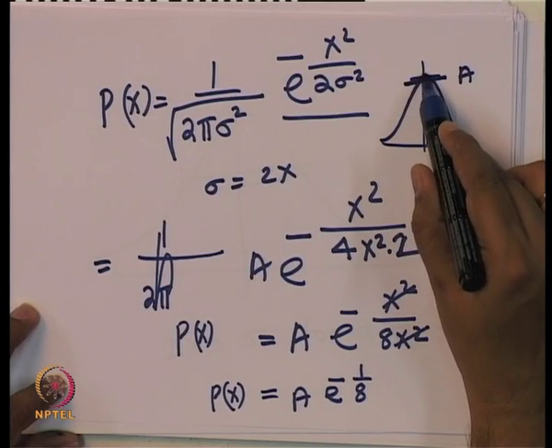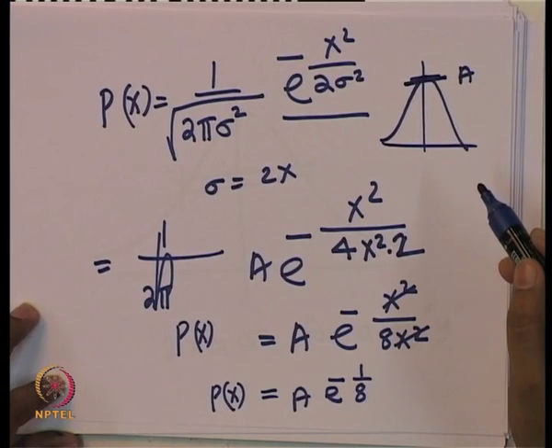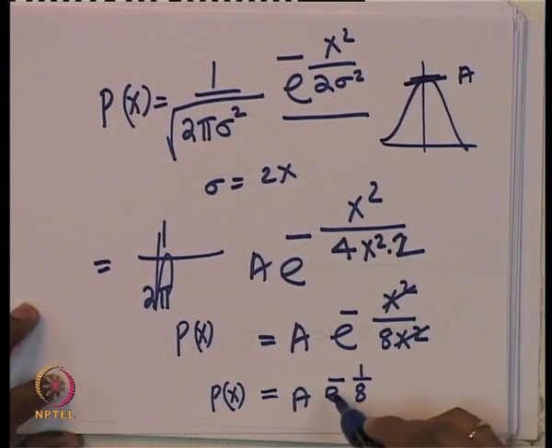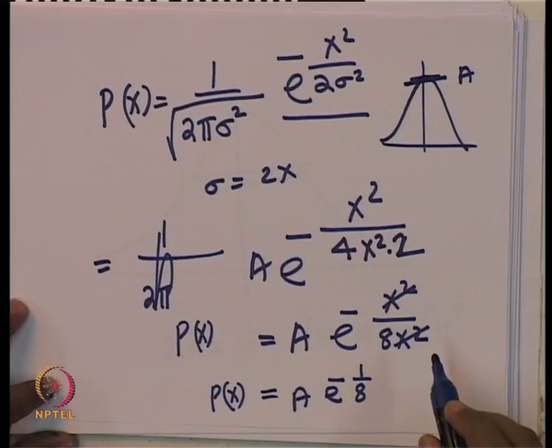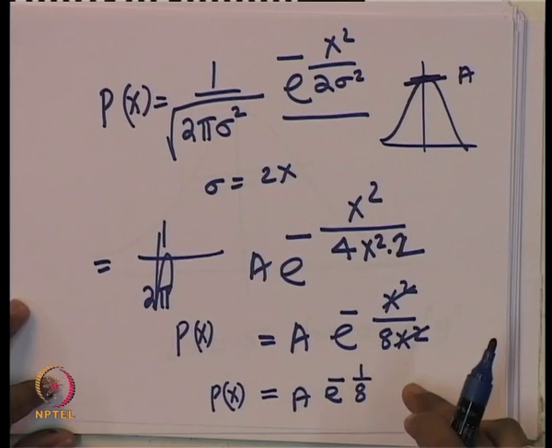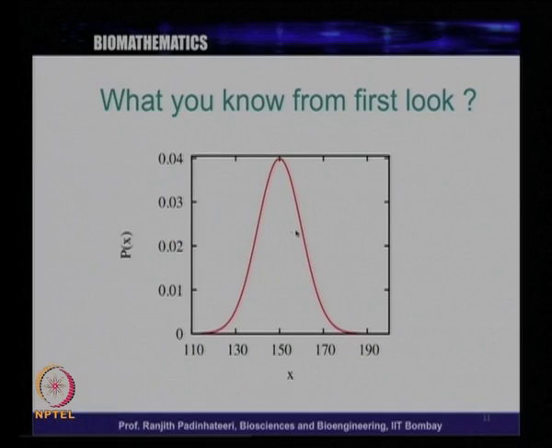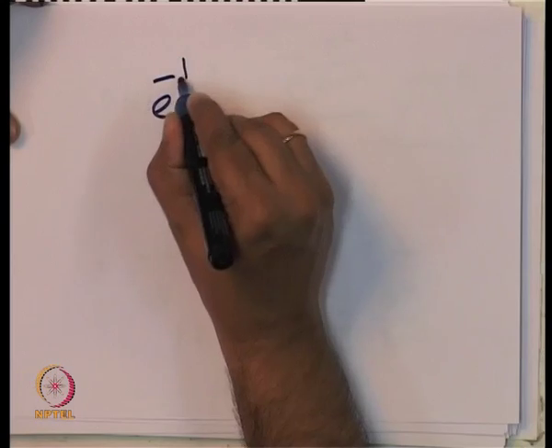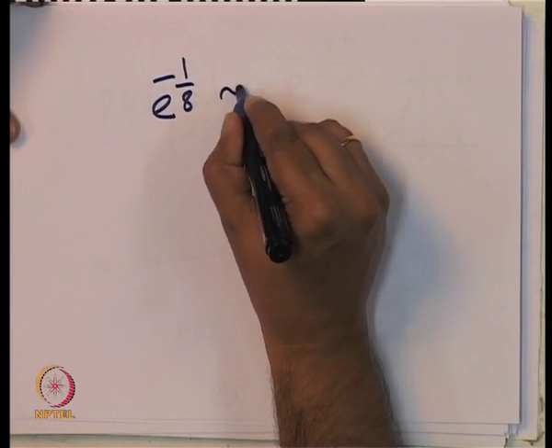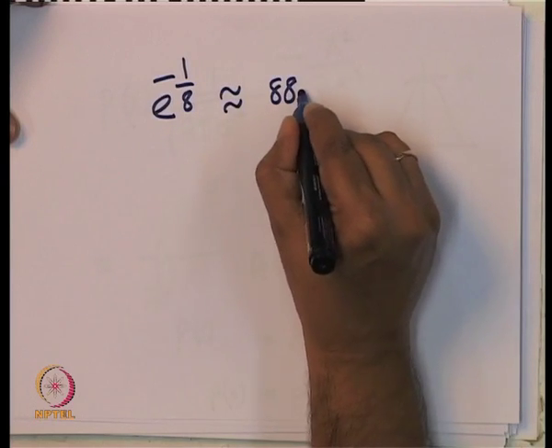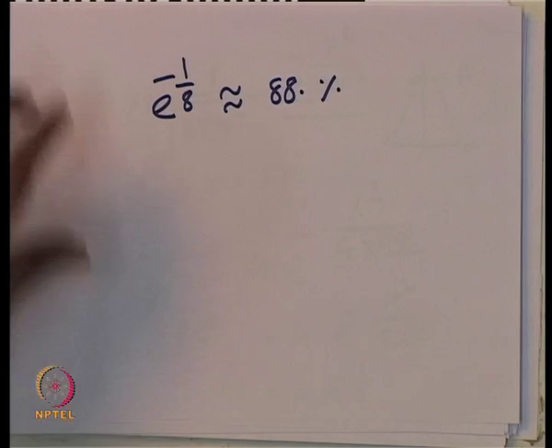When x is equal to 0, what is the value of y? That is a. So, if you multiply a with e power minus 1 by 8, that will be the y where sigma is 2x, if the width is equal to sigma. If you look at this distribution and multiply the peak with e power minus 1 by 8, what is e power minus 1 by 8? It turns out that e power minus 1 by 8 is approximately 88 percent.